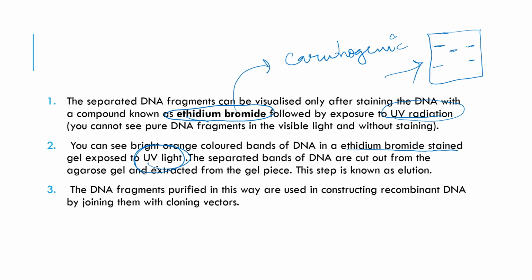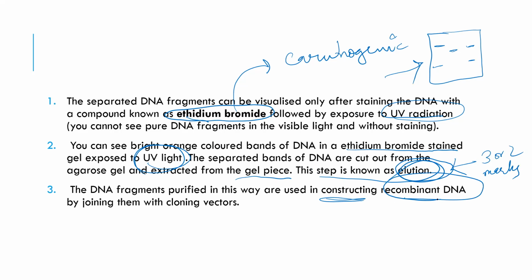The separated bands of DNA are cut out from the agarose gel and extracted from the gel piece. This step is known as elution. So it can come as a 1 mark or 2 mark question: what is elution? The DNA fragments purified in this way are used in constructing recombinant DNA. The desired DNA will be one of the separated fragments, and we can use it to make recombinant DNA by joining it with the cloning vectors.